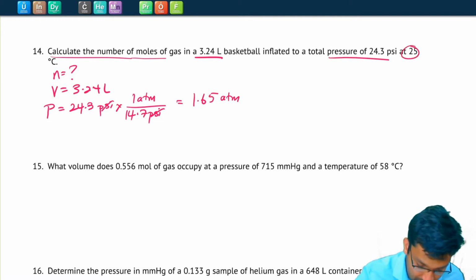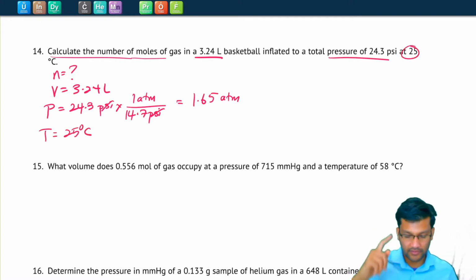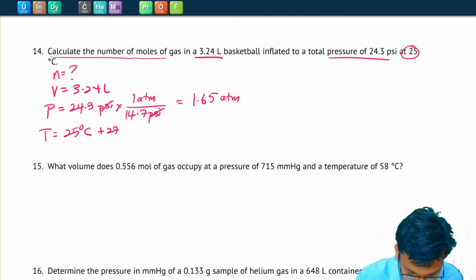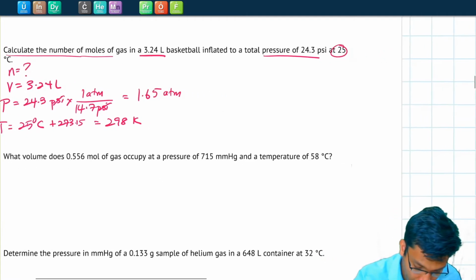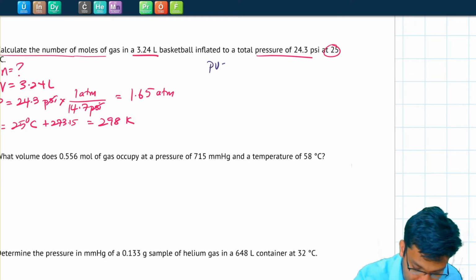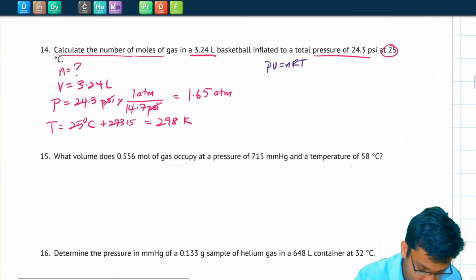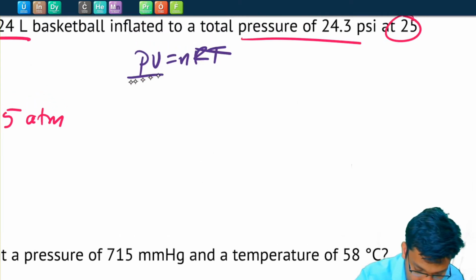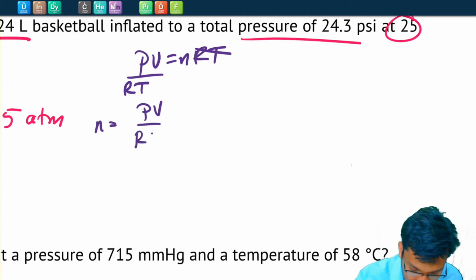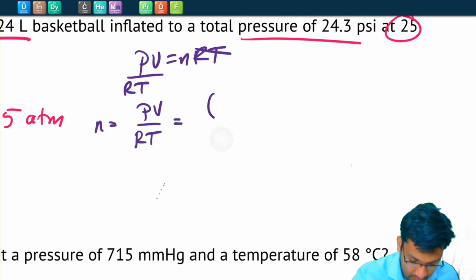And then we have temperature at 25 degrees Celsius. Again, we need to convert to Kelvin. So we add 273.15. And so that should come out to 298 Kelvin to the ones place. We do PV is equal to nRT. What are we solving for? We're solving for N. So if I divide by RT on both sides, I get N is equal to PV over RT.